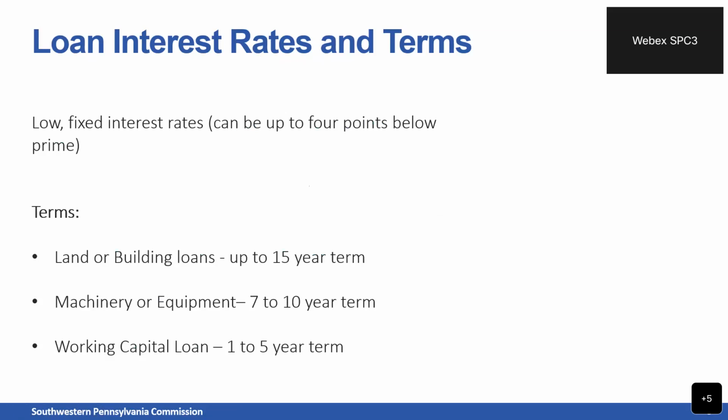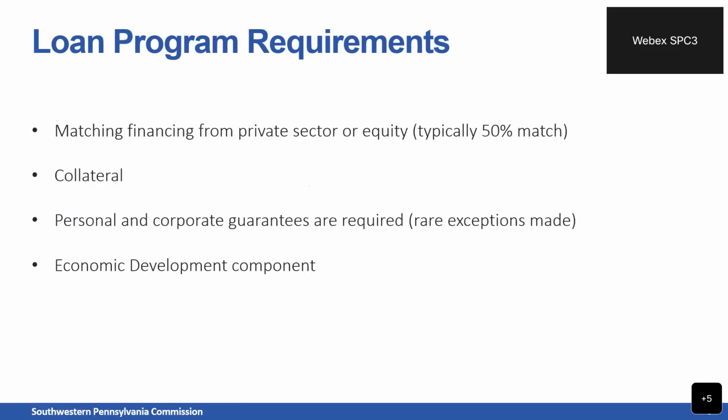Now this slide blends together quite nicely with the next slide, because our loan terms and our regulations depend upon a couple of items. One of our loan program requirements is that we have matching financing from the private sector or through equity, and it's typically a combination of the two. We typically ask our borrowers to bring 10% equity to the deal, and then the remaining 90% is split between SPC and a private bank. Essentially, what you end up getting is two separate loans.